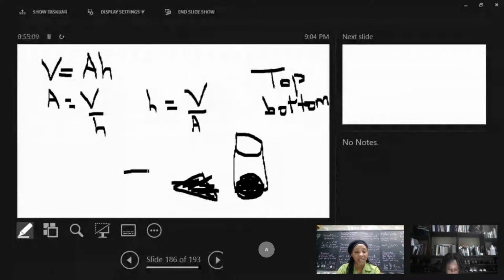If it's a square base or a rectangular base, find the area of the square or the rectangle and multiply by the height. This works for all prisms, but only for prisms.